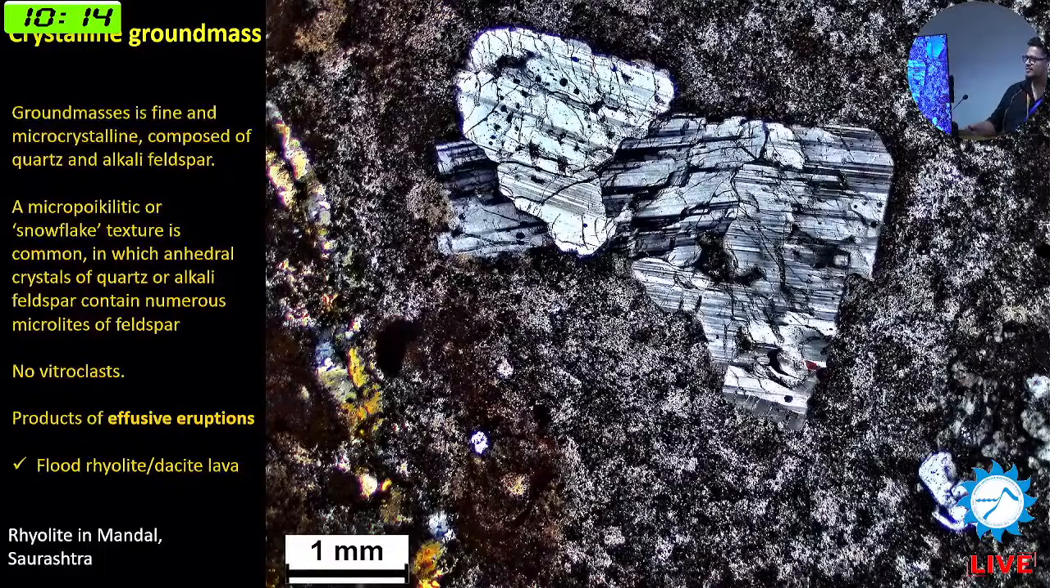The groundmass is characteristically fine-grained and exhibits something called a snowflake texture, which is very similar to a poikilitic texture where we have aligned microlites, which are enveloped completely by either anhedral quartz or K-feldspars.